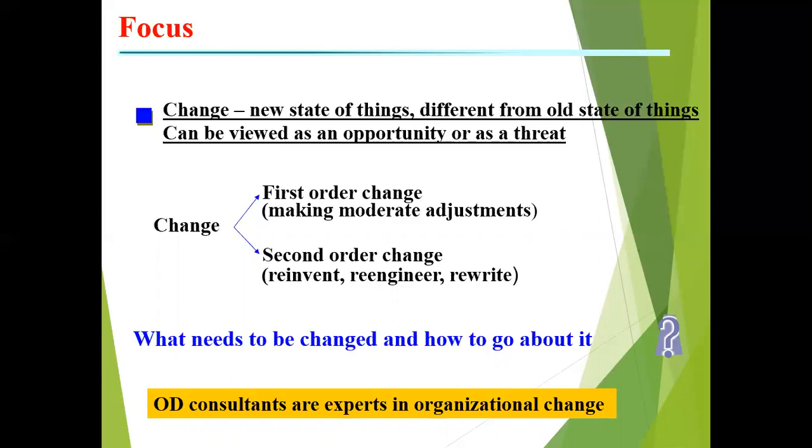Change is a new state of things different from the old state. First order change is making a moderate adjustment. Second order change is to reinvent, re-engineer, or rewrite. Okay, then two levels of a change: what needs to be changed and how to go about it.